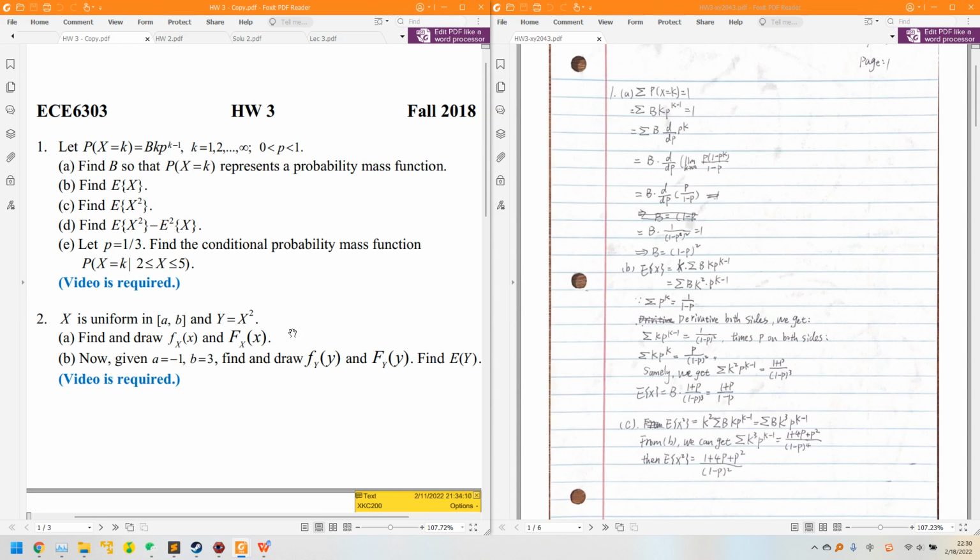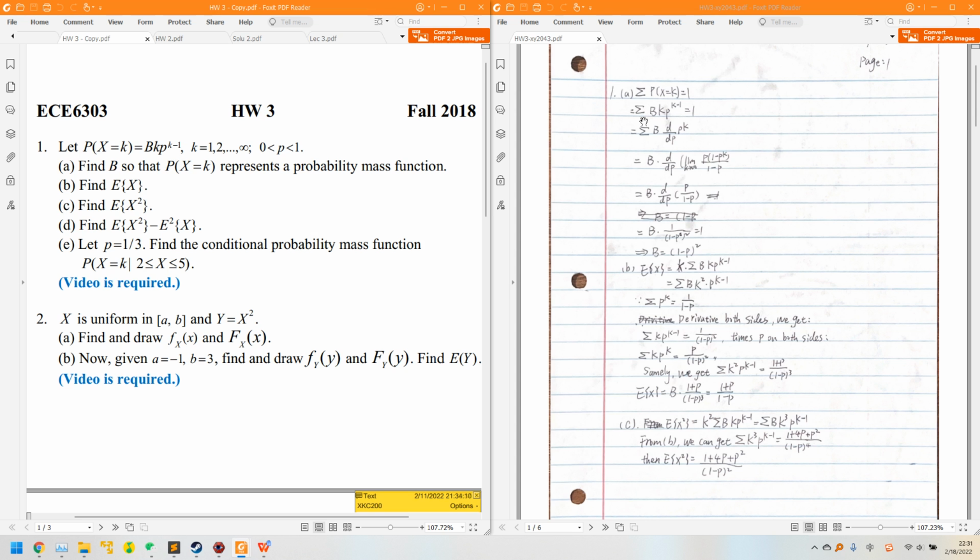So for question 1, it gives us a probability, and k is a discrete value. Problem A asks us to find b so that p is a valid probability mass function. If p is a valid probability mass function, the sum of all values of p should equal 1, and therefore we can write this function.